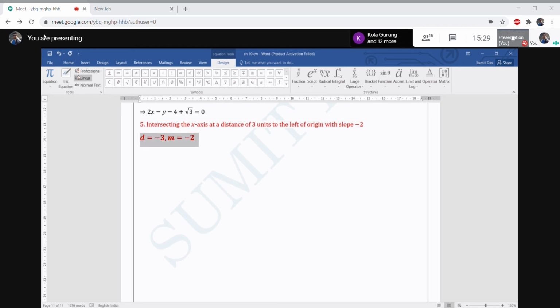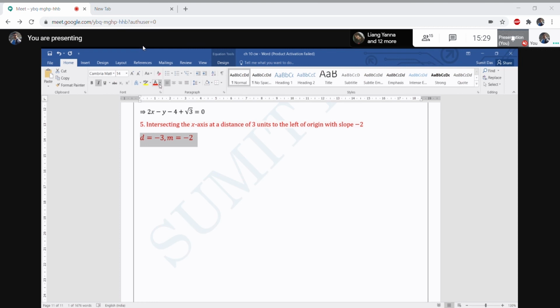Now the formula is, what is the formula here?